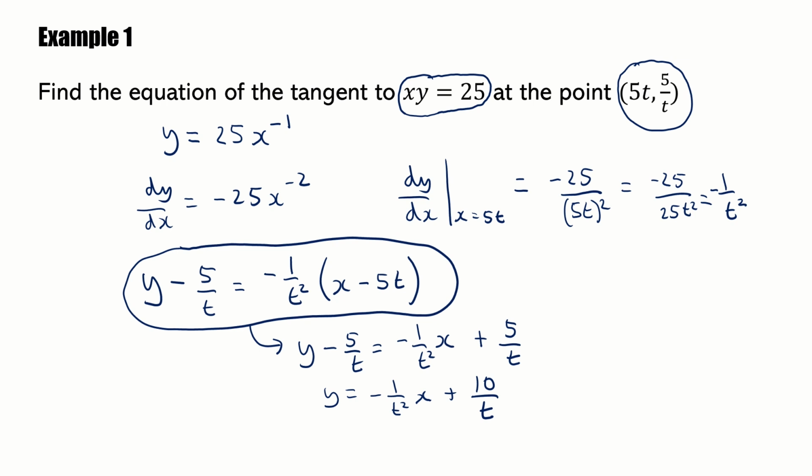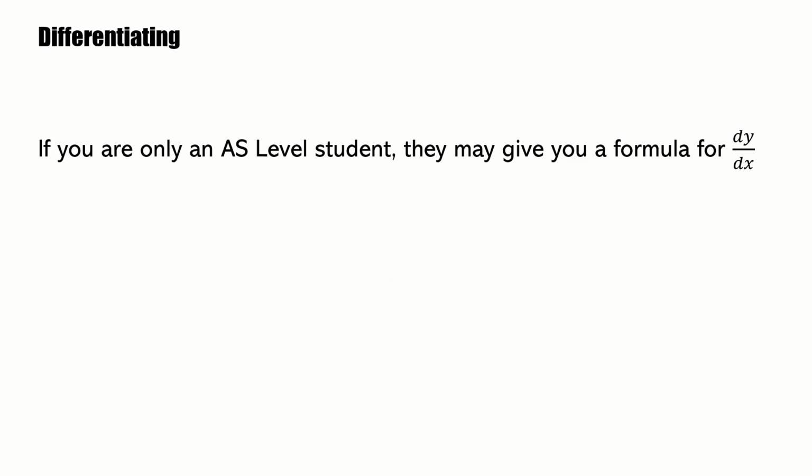Something I would like to draw your attention to, though. For this first question, differentiating was very easy because it was very easy to rearrange to make it y equals, and therefore the differentiation took no time at all. But something you've got to be aware of is it's a little more fiddly for the other conic sections curves. So if you're an AS level student, you might get lucky because they might sometimes just give you the formula for dy dx for some of the conic sections curves, because you don't have the knowledge needed yet to be able to differentiate it manually.